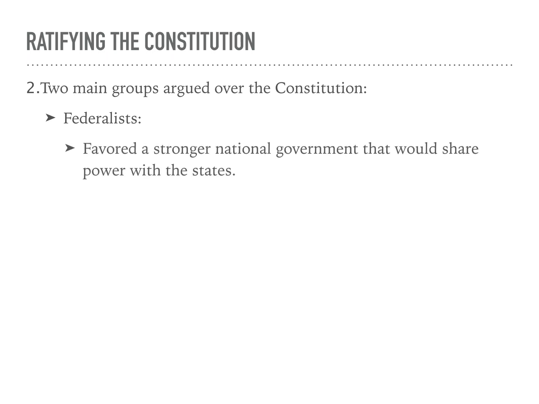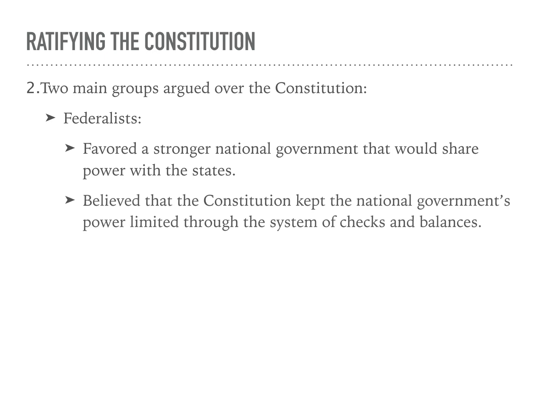The Federalists were those who favored a federal system where you have a strong national government that would share power with the states. And this group believed that the Constitution would be able to keep the national government's power limited, all right, keep that power in check through the system of checks and balances between the 3 separate branches of government.